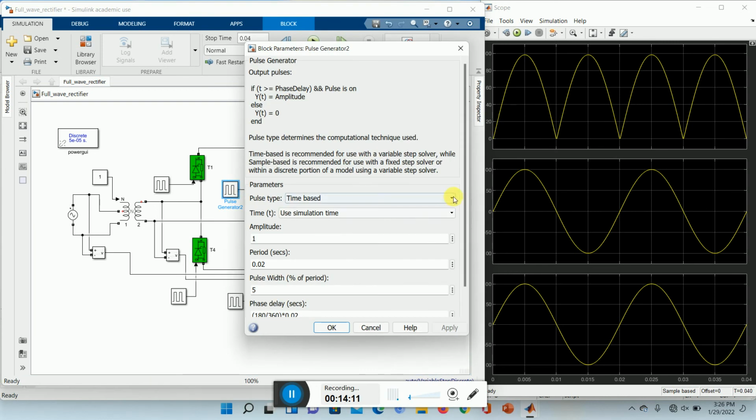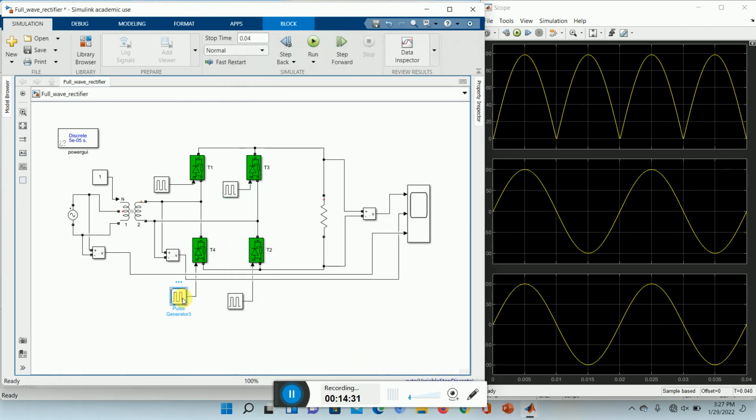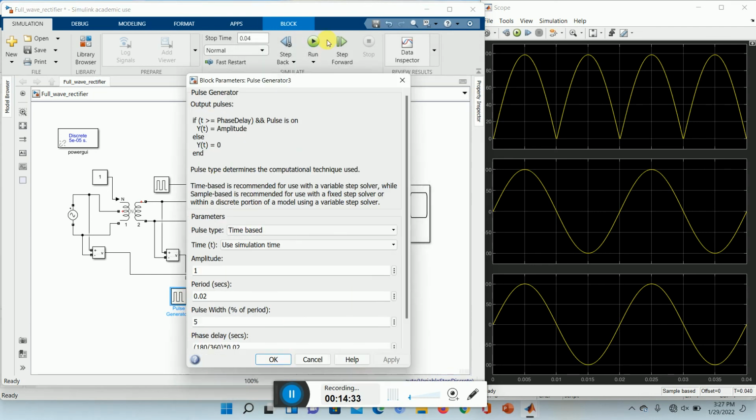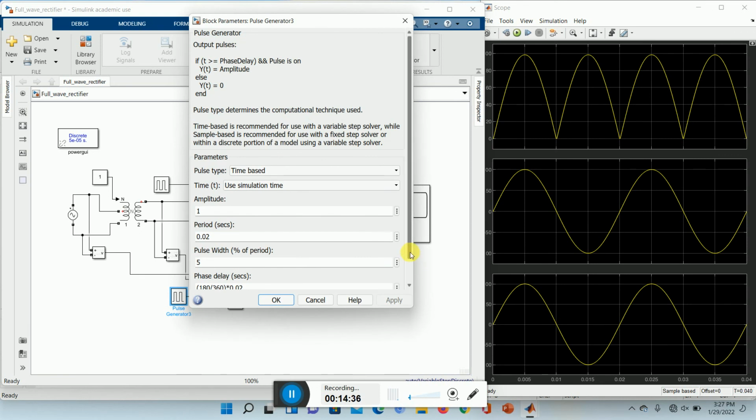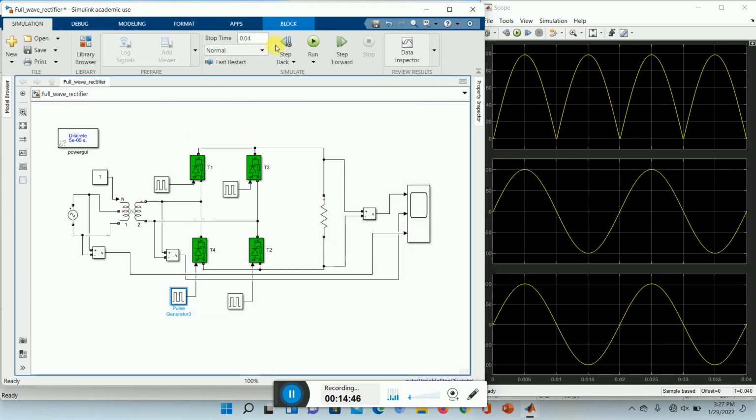Here, since we have already given a 180 degree phase shift, let us make it 180 plus 30. Copy this much portion, over here. So 180. Now the firing will be at 30 degrees.